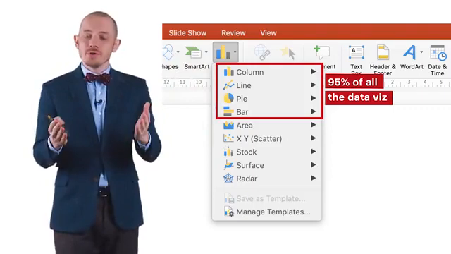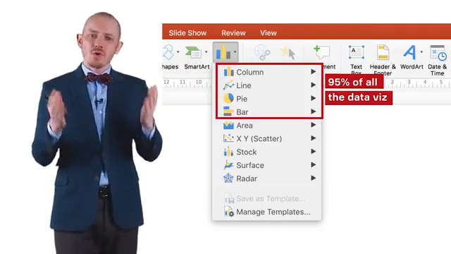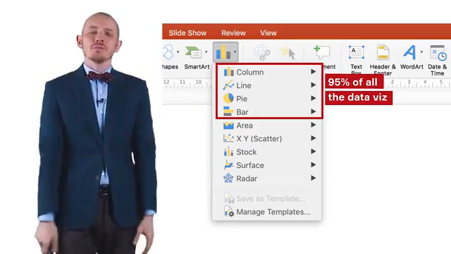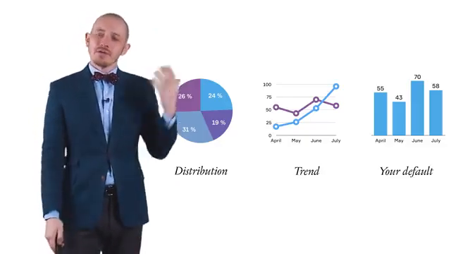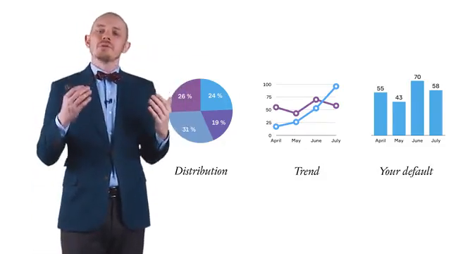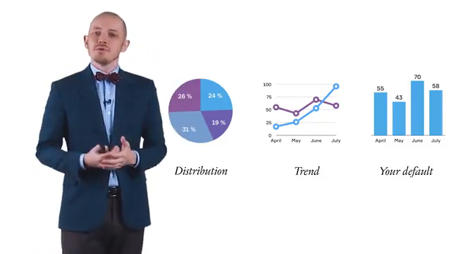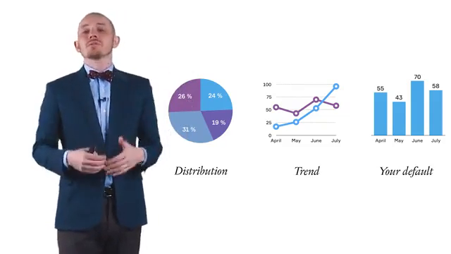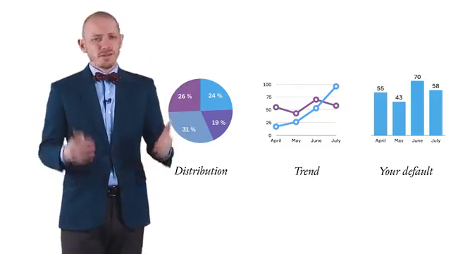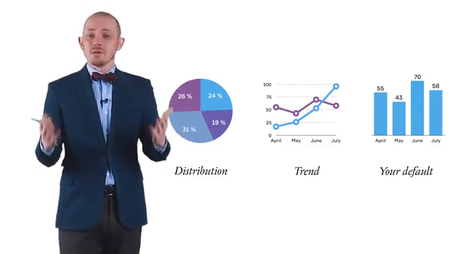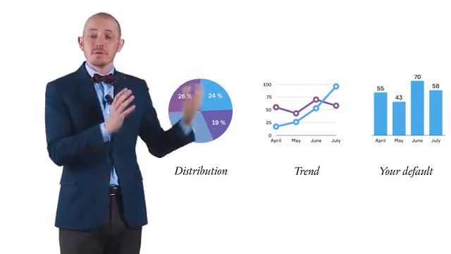Most of what you will be doing in business are column and bar charts, which are the same, line charts or pie charts. If you hear the word distribution, this is a hint for you to use a pie chart. If you hear the word trend, this is a hint for you to use a line chart, and bar charts or column charts are your default. Like, I don't know, 80% of all the visualization in business has to do with bar charts.